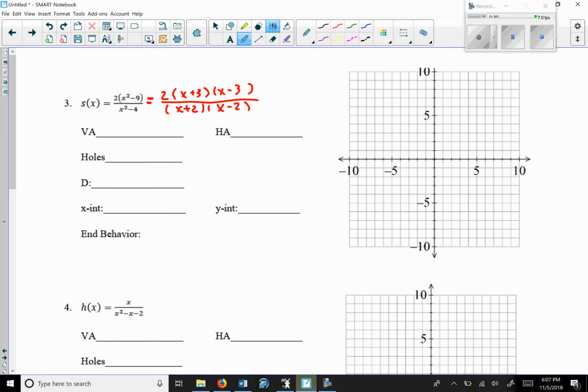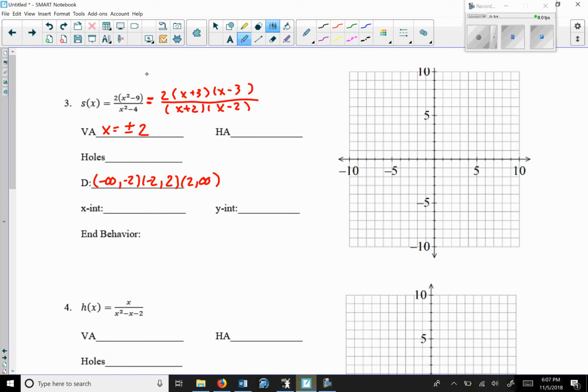Nothing from my numerator and denominator is going to cancel out, which means that both the numbers in my denominator are going to be vertical asymptotes. So what makes my denominator 0? 2 and -2. So we have negative infinity to -2, -2 to 2, and 2 to infinity. So that means both these values are vertical asymptotes. So we have x equals plus or minus 2, or you can write them separately if you want.